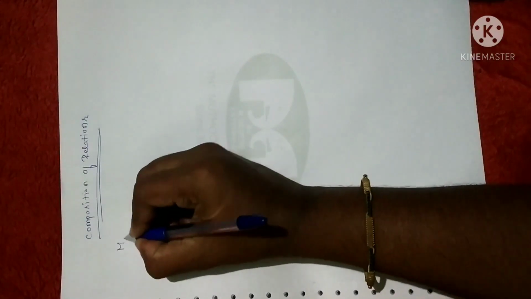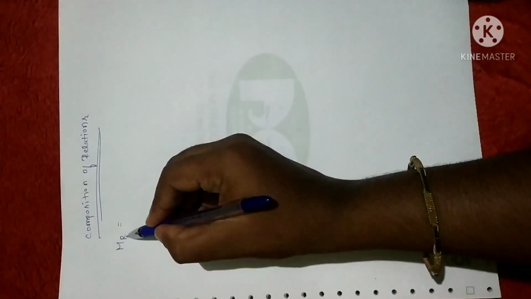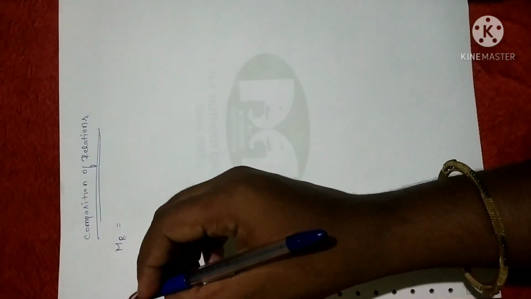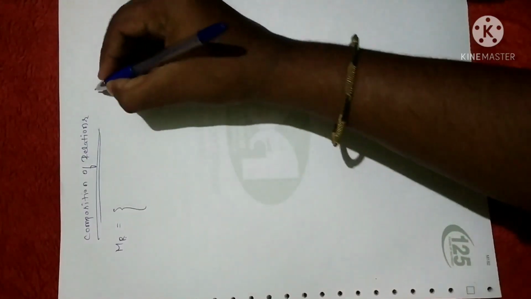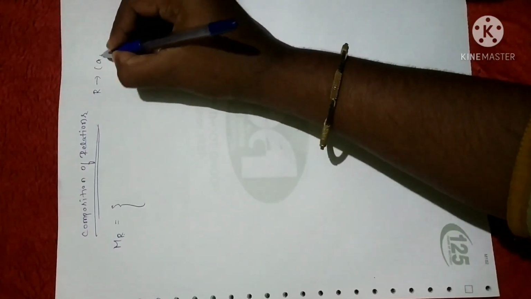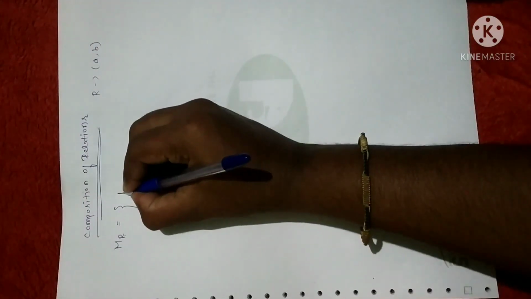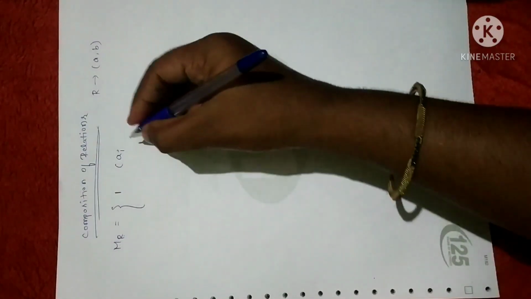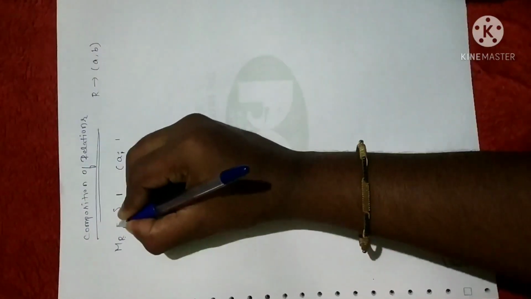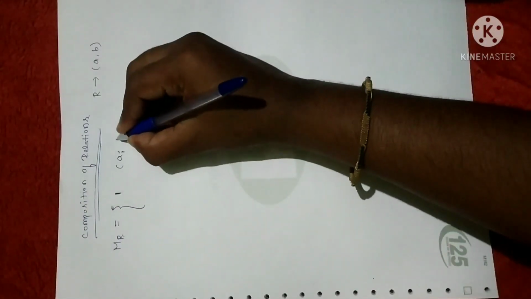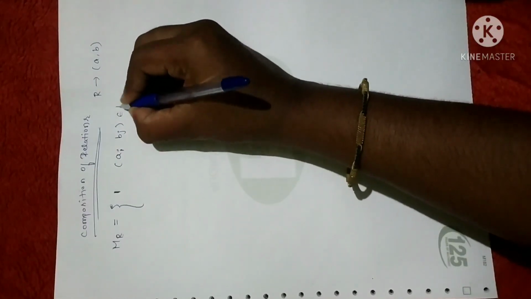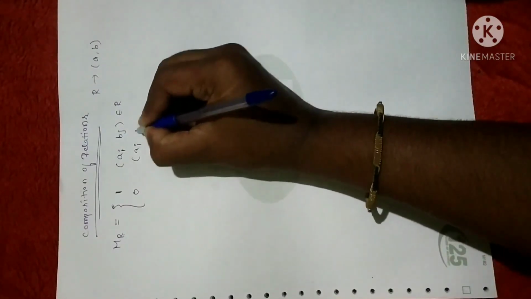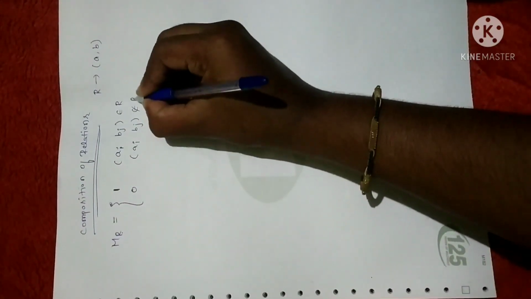Suppose the matrix of a relation. For any relation R, you are familiar with writing the matrix of a relation. So while marking a matrix of a relation, how are you going to write? Suppose in a relation R there exists an ordered pair (a, b), then you are going to mark it as 1. In general form, the matrix of relation is equal to 1 when (ai, bj) belongs to R, right? And the matrix of relation is 0 when (ai, bj) does not belong to R.